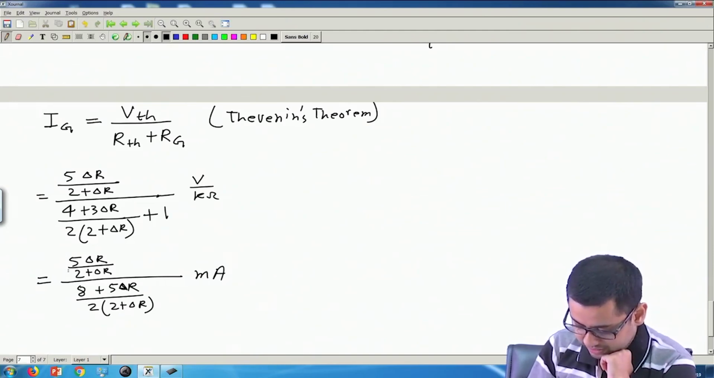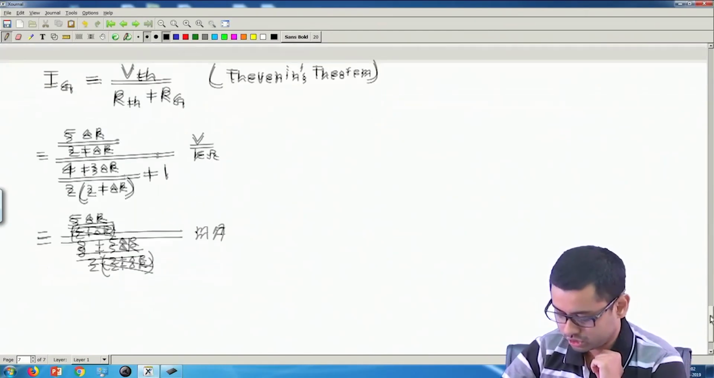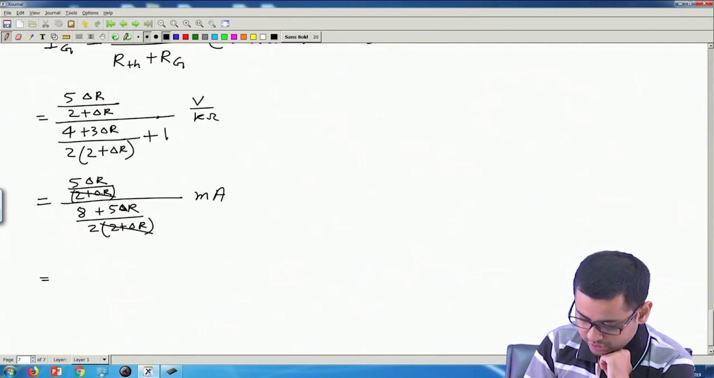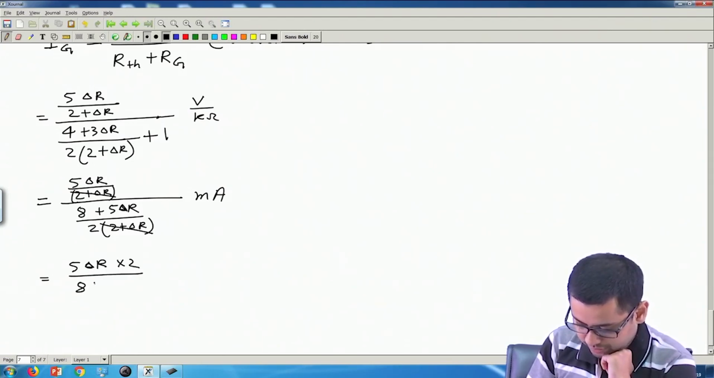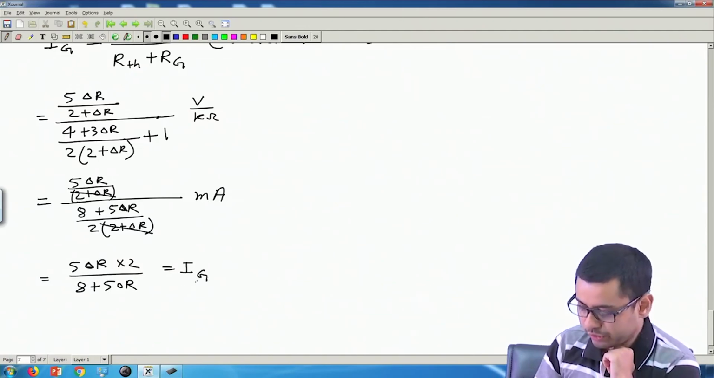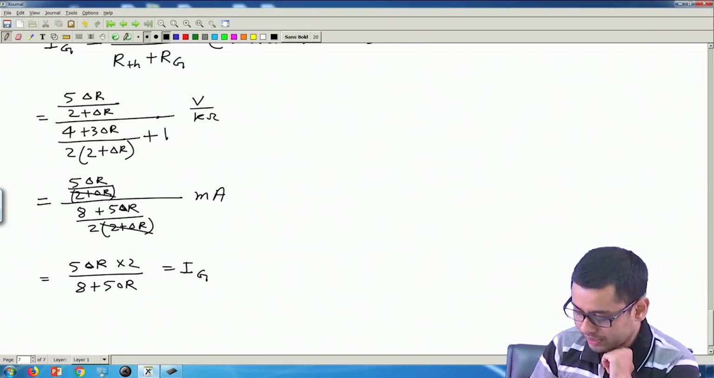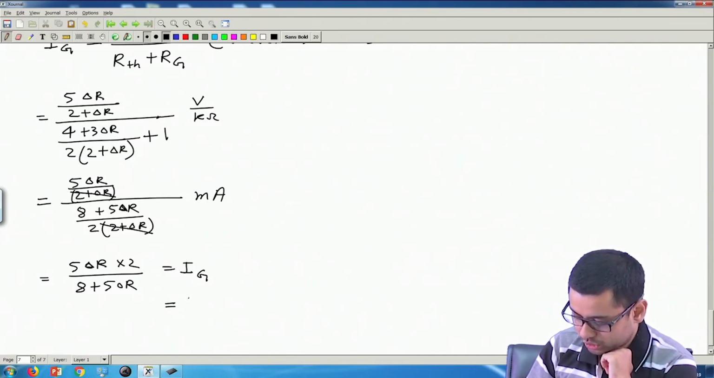And now you can cancel these two terms. So this comes out to be 5 delta R into 2 divided by 8 plus 5 delta R. This is equal to Ig, and we want Ig to be equal to 1 microampere. This is in milliampere.